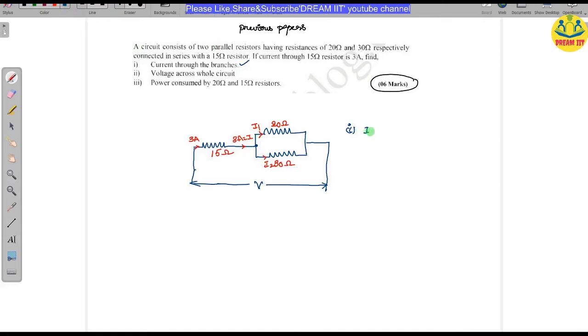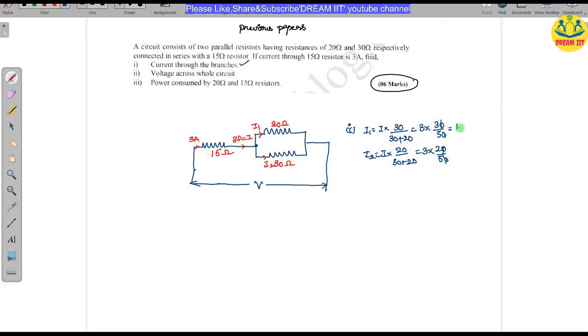So I1 is equal to I into, you have to multiply with the opposite resistance. For I1, what is the opposite resistance? That is 30. So 30 divided by 30 plus 20, that is I1. Next, you see I2, I into the opposite resistance for 30, that is 20, divided by 30 plus 20. You know the total current here, that is 3 amperes, times 30 divided by 50. Here also you know the total current, 3 into 20 divided by 50. So it gets cancelled. It is also cancelled.